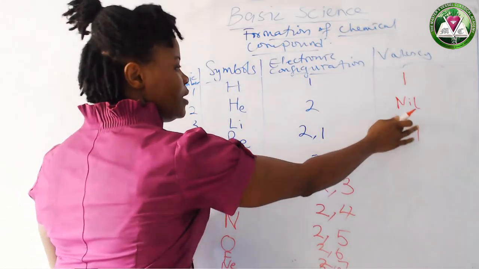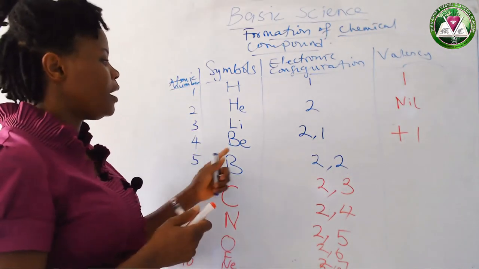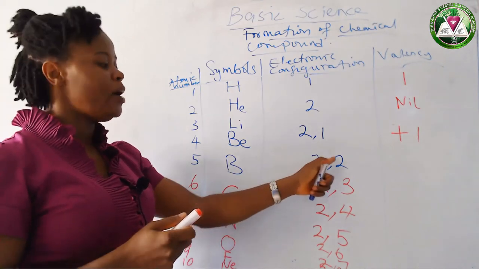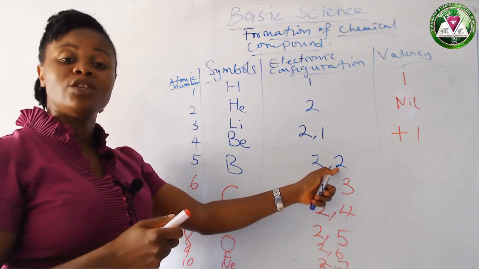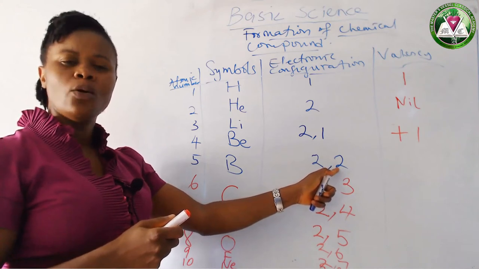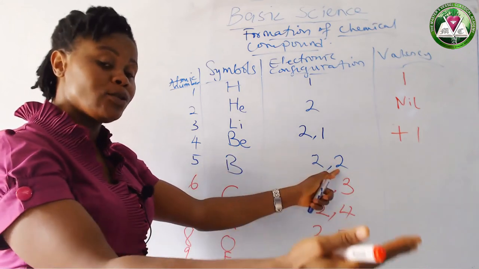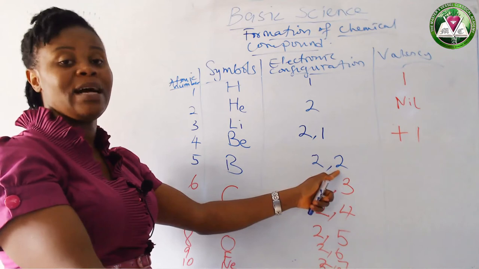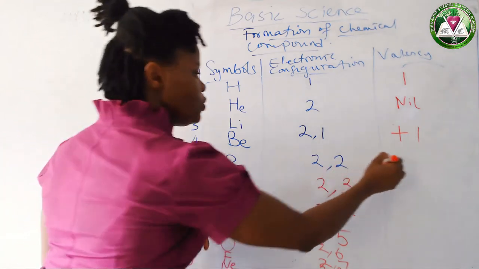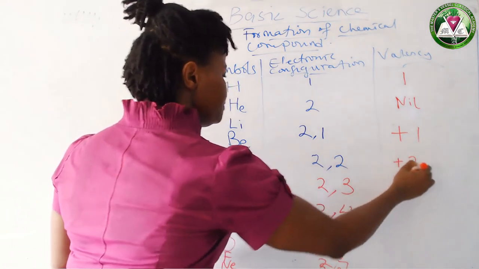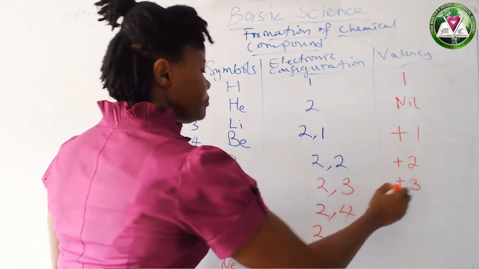I will still come back to these signs you are seeing here. I will tell you what these signs are. Okay. Now, the same with beryllium. Beryllium has 2 electrons and it needs 6 more electrons for it to be complete. What then do we do? You notice that beryllium will easily give out 2 to another element that has up to 6 for it to be completely filled. So, beryllium will still be plus 2. Boron will still be plus 3.